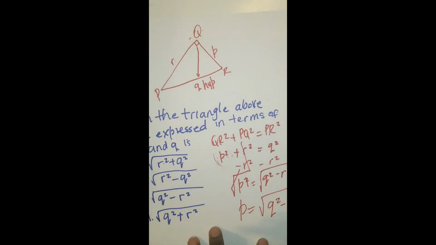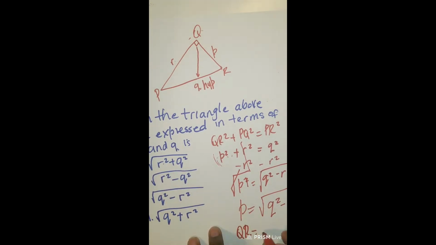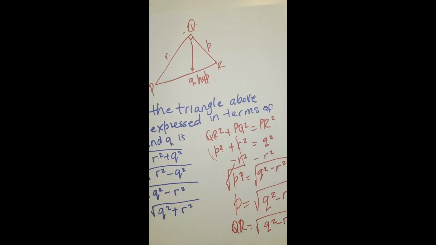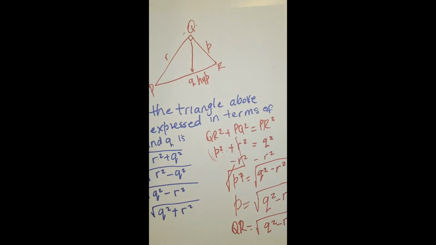Okay? And so here I found QR in terms of Q and R. Let me know if you understand this. I saw that someone just joined us. Welcome, welcome. And yeah, Nat, I didn't even circle the answer. So the answer is C.